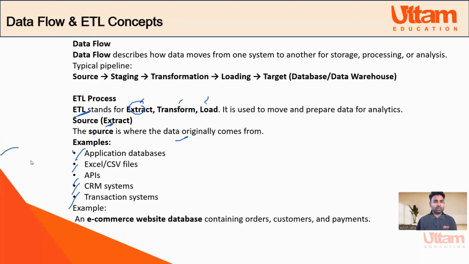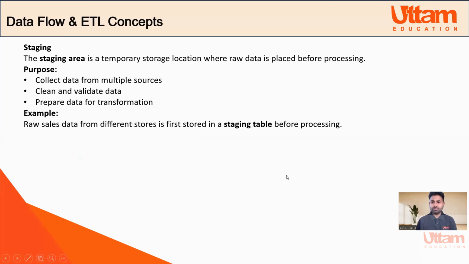Now let's come to the next point. The next one is staging. So what is staging? Staging is a temporary area where we keep the raw data before processing. For example, if I download the data from the COVID website, what happens before analysis? I have to keep it in my local system so that I can analyze it. So this is the staging area. The staging area is a temporary storage location where we keep our raw data.